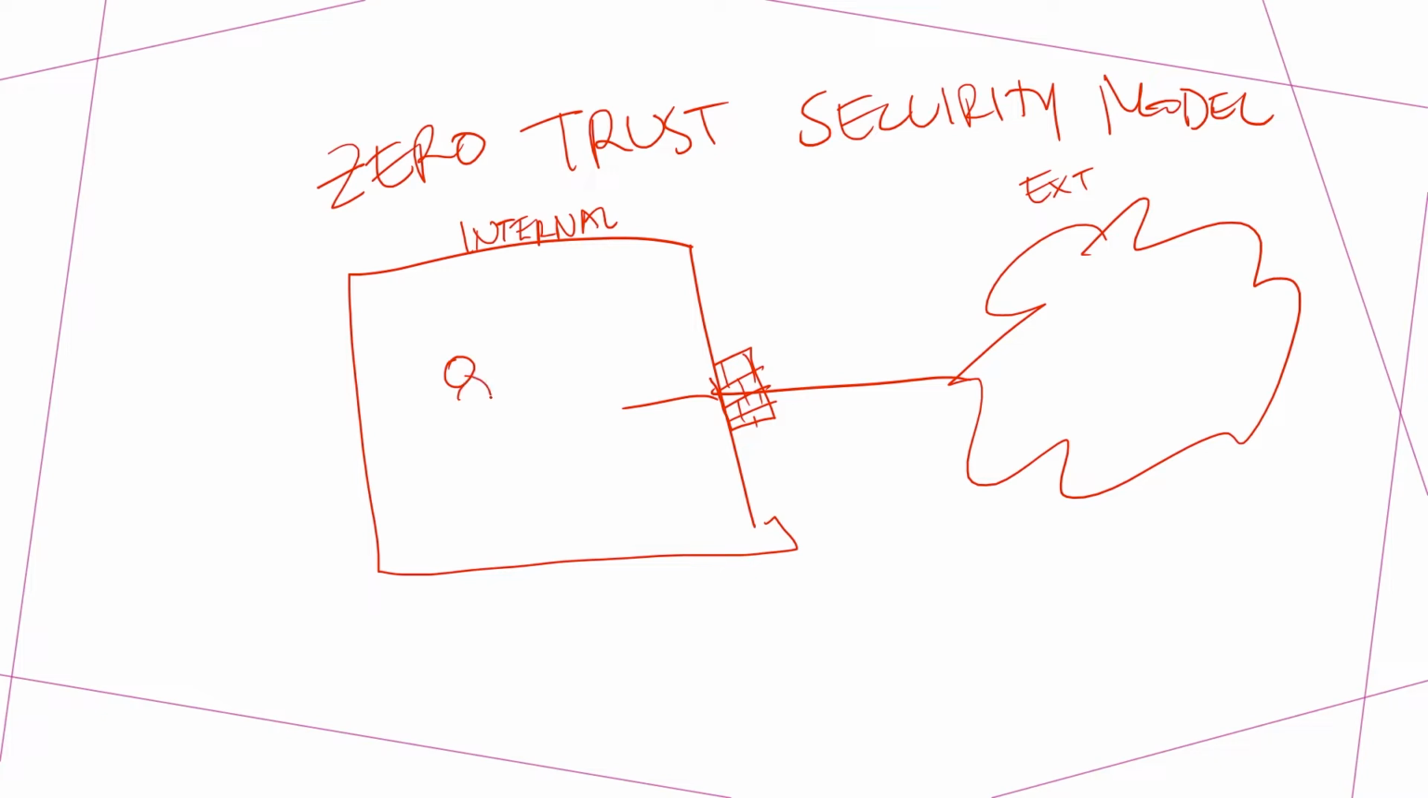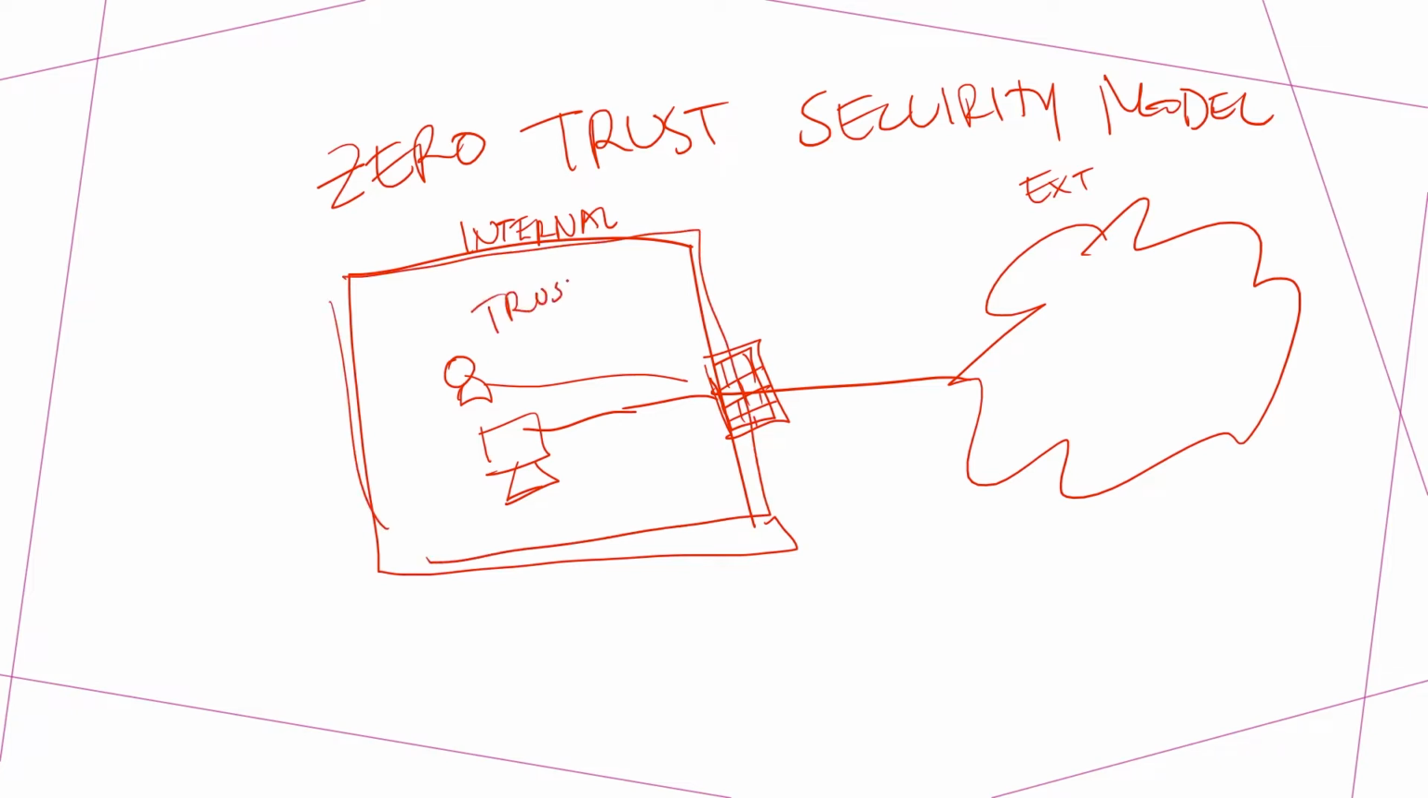Now, let's say you are a user within this internal network. What the on-premise security infrastructure stated before is that once you go past this firewall, and you are within this internal network, you are a trusted entity. So whether it be a user, a device, or a service account within your internal network, you will always be a trusted computer.